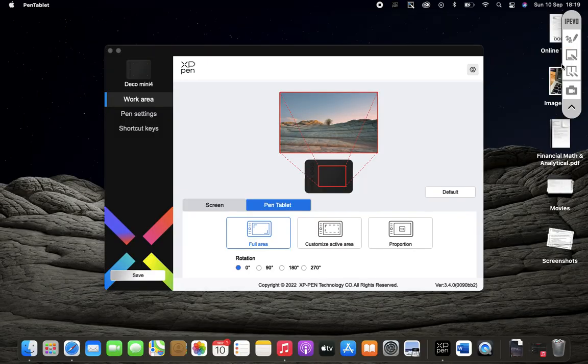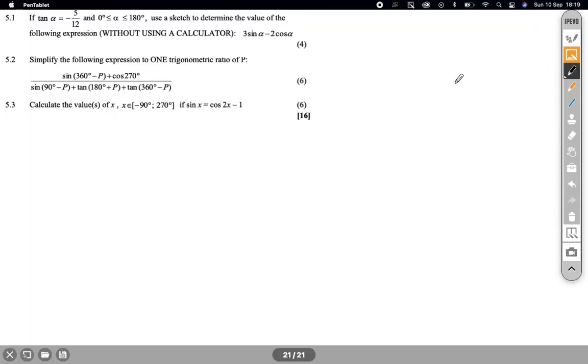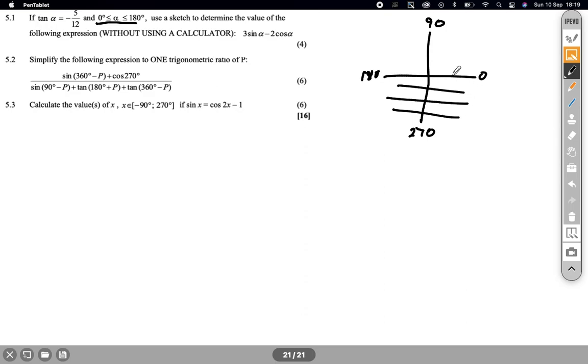Okay, so we need to have our sketch over here. This is 0, this is 90, this is 180, this is 270. Now what did the restriction say? They said from 0 to 180, so we cannot take anything on this side. So we're going from 0 to 180.